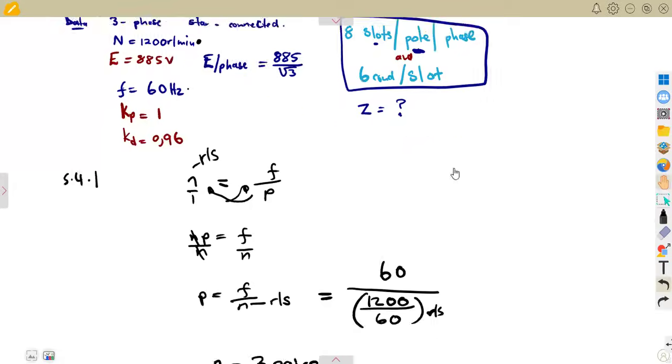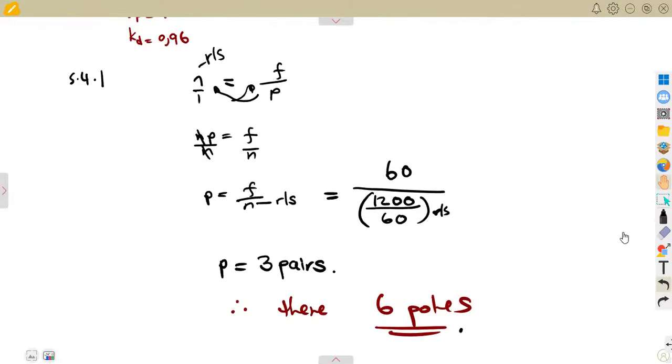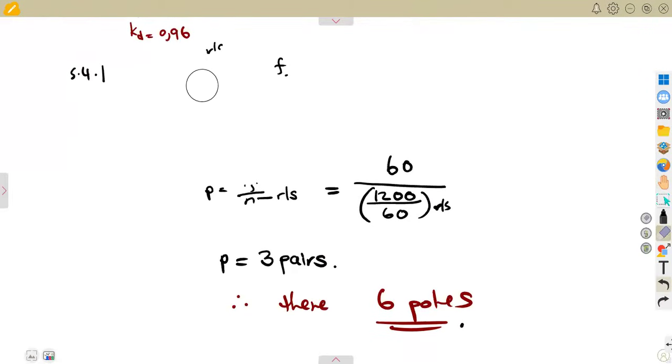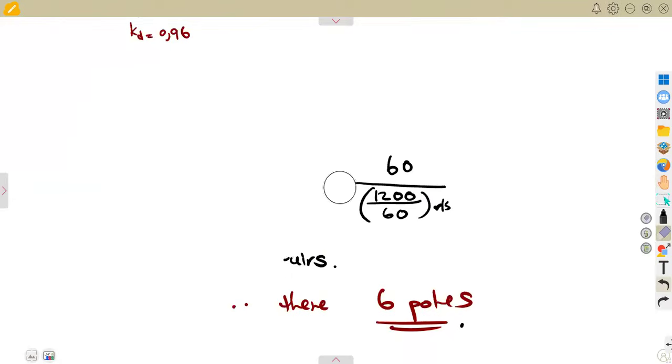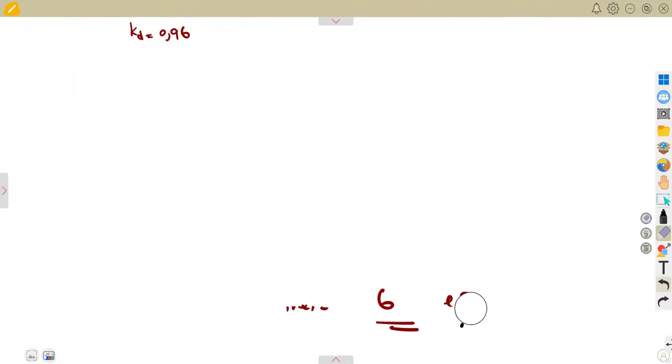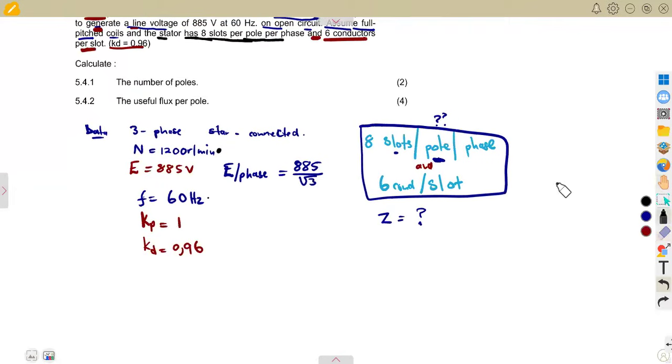Okay, so we now know that we've got 6 poles. I'm just going to remove this since we now know this, okay? There are 6 poles that we have, meaning our pairs, there are 3, but the poles, there are 6. So we have poles, which is 6, but the pairs, remember we said we have 3 pairs if you divide by 2.